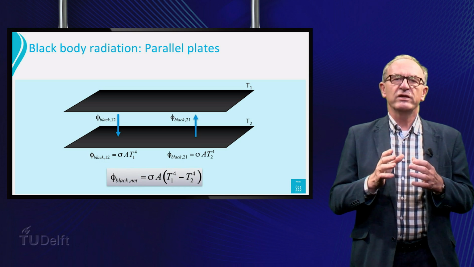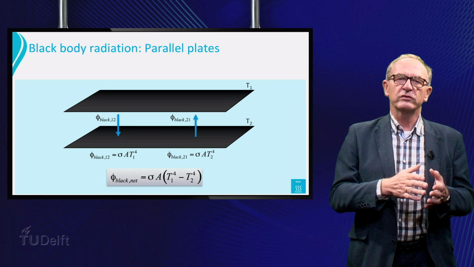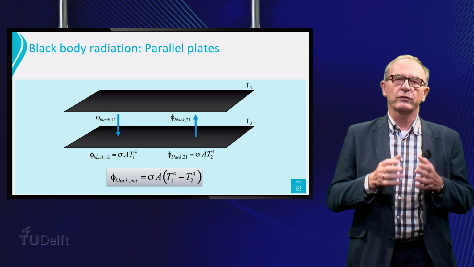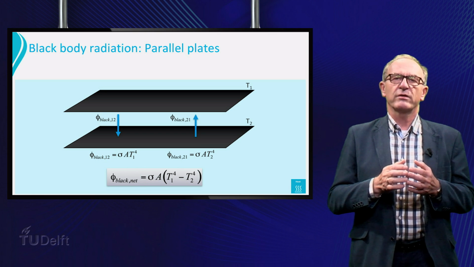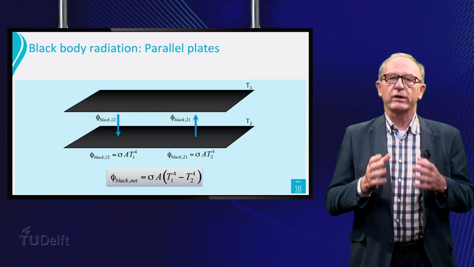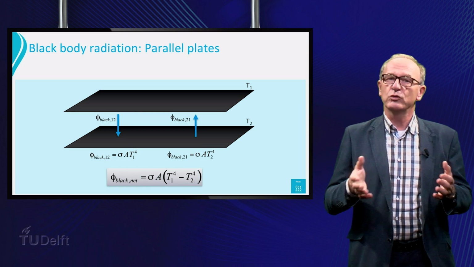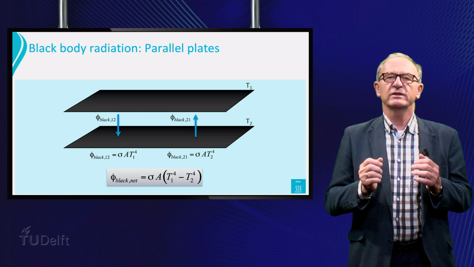The net radiation between the two plates is now equal to the difference of these two contributions, phi black net. We see that if the surface area and temperatures of the plates are known, we are able to calculate the net heat flow between the two plates. However, black bodies do not really exist.